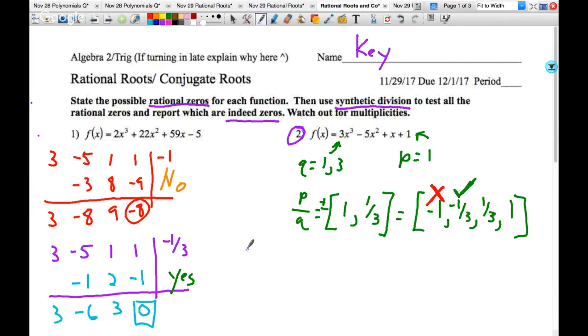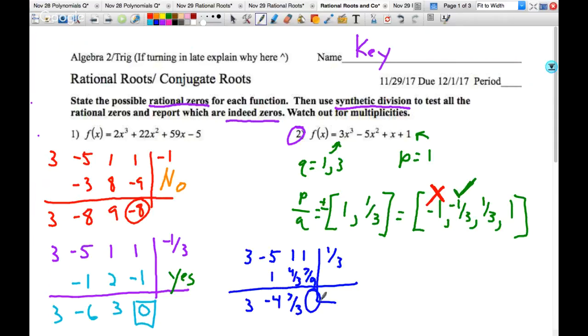Let's keep going. 3, -5, 1, 1. I'm going to check 1/3. 3, 1, -4, 4/3, and at this point, where I'm getting these fractions, it's rare that this will recover and become a root. This number here is just not 0. What is it? 16/9. Doesn't matter. This is not a root. We did not get a 0. So cross that out.